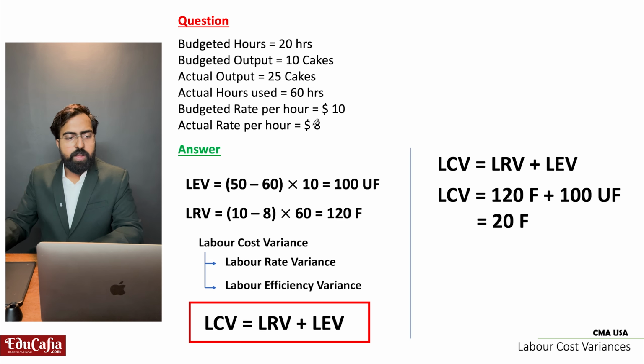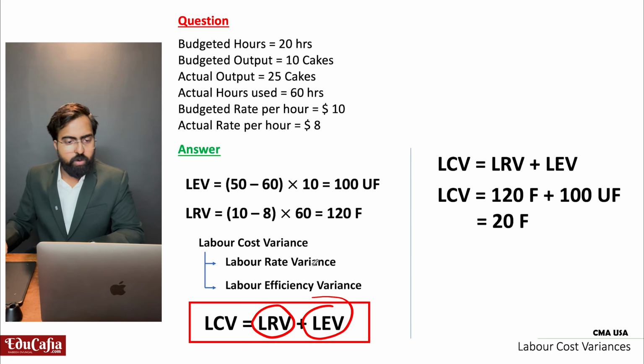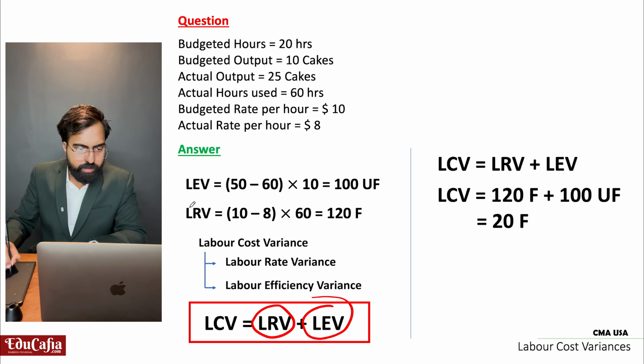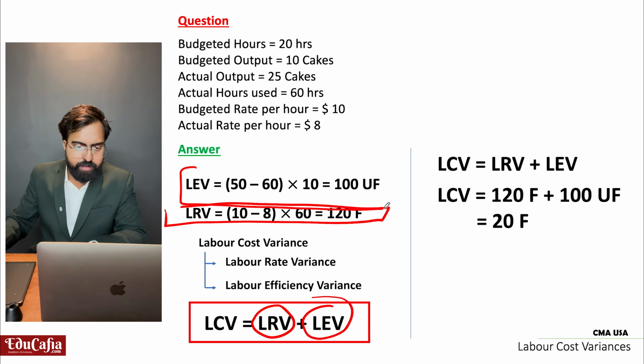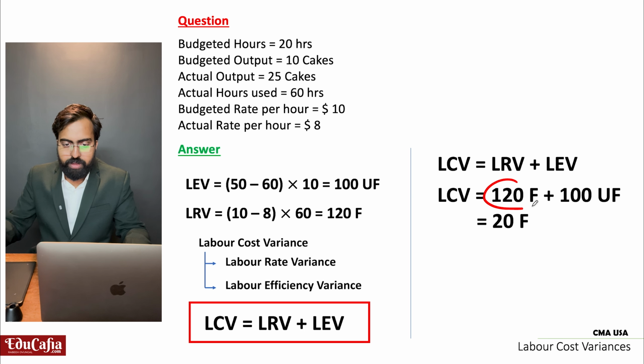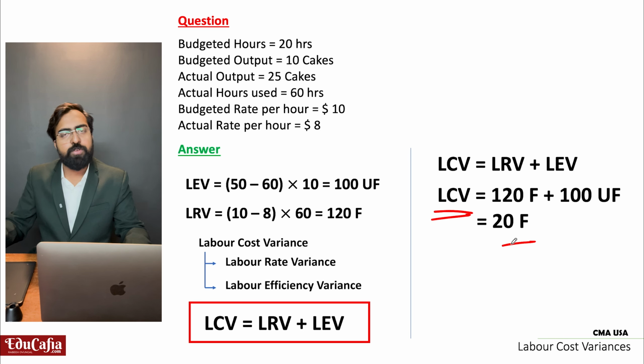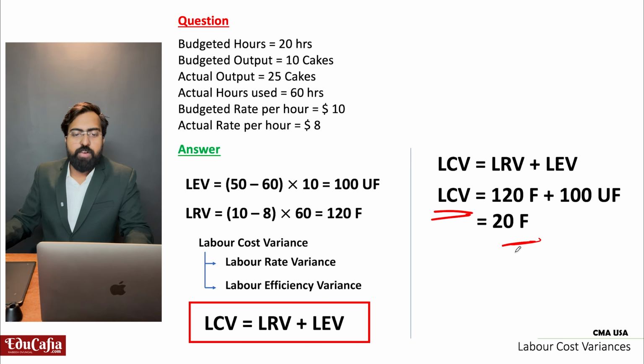So we said that LCV is equal to rate variance plus efficiency variance. So in the question itself we found that rate variance is equal to 120 favorable and efficiency variance is equal to 100 unfavorable. So 120 favorable plus 100 unfavorable is equal to 20 favorable. That we already found, that LCV is equal to 20 favorable. You got it?